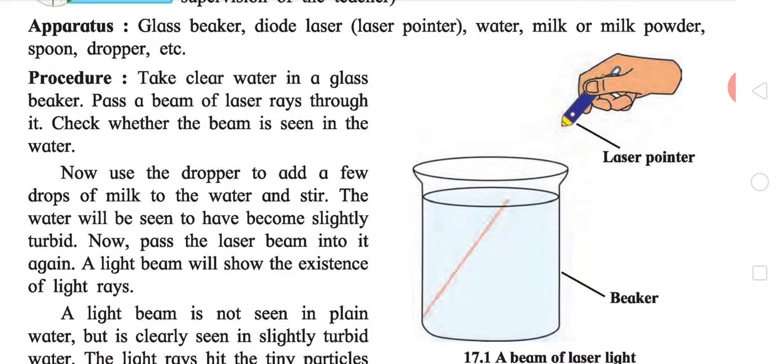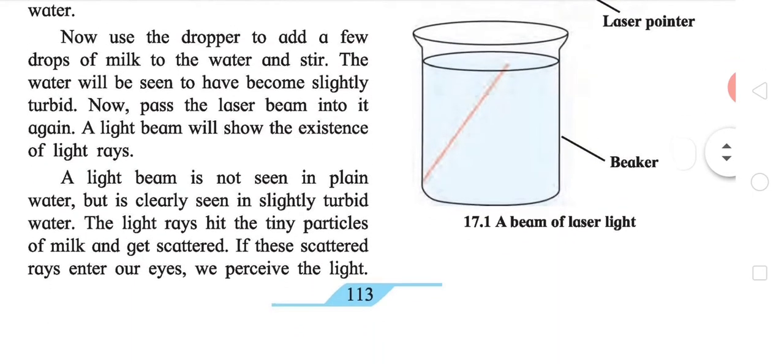Procedure: take clear water in a glass beaker. Pass a beam of laser ray through it. Check whether the beam is seen in the water. Now add a few drops of milk to the water and stir. The water will be seen to have become slightly turbid. Now pass the laser beam into it. Again, a light beam will show the existence of light rays.